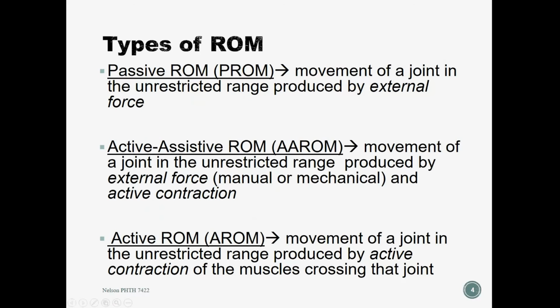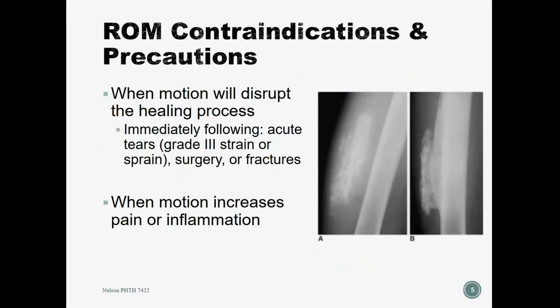We have three types of range of motion exercises. We have passive range of motion, where someone does it for the patient, or something does it for the patient. We have active assistive range of motion, where there's help with the patient doing some, and either a mechanical device or an external force does it. And then there's active range of motion, where the patient does it all by themselves.